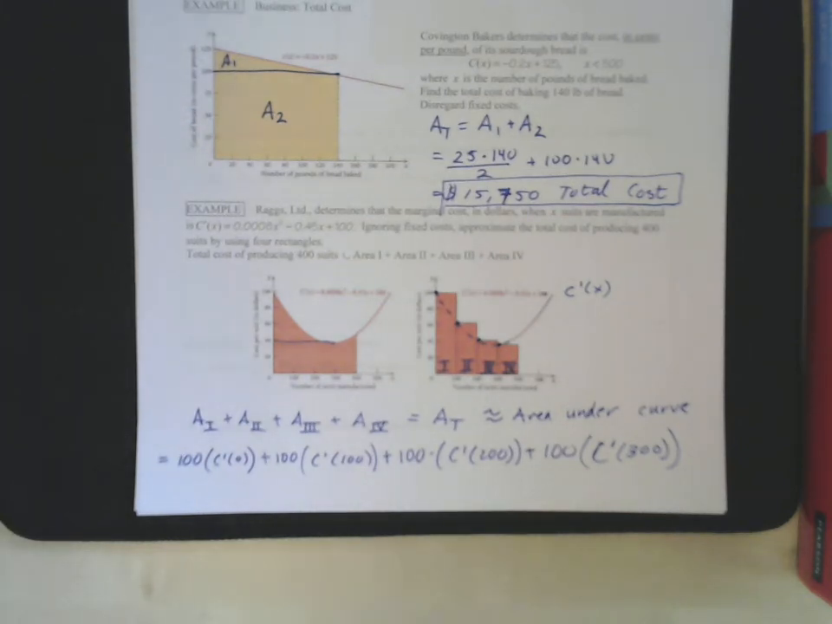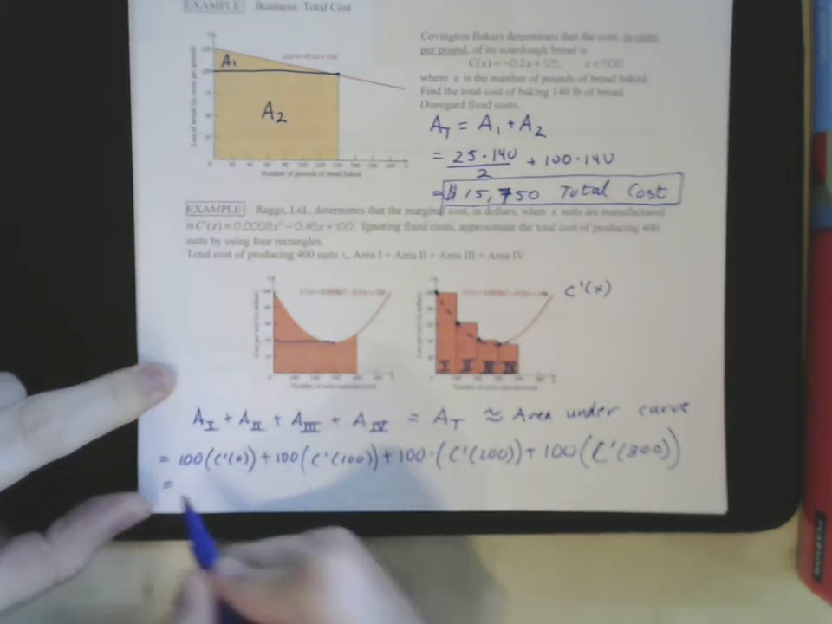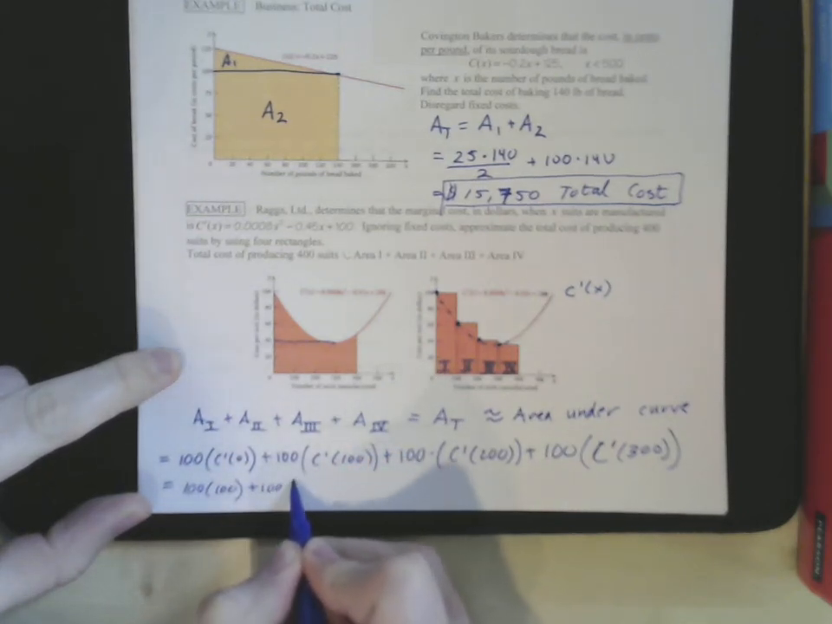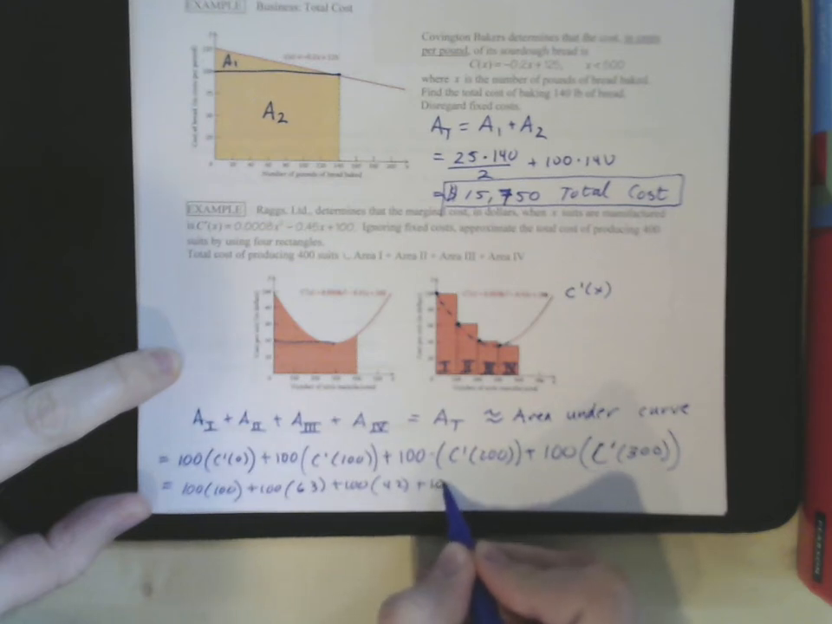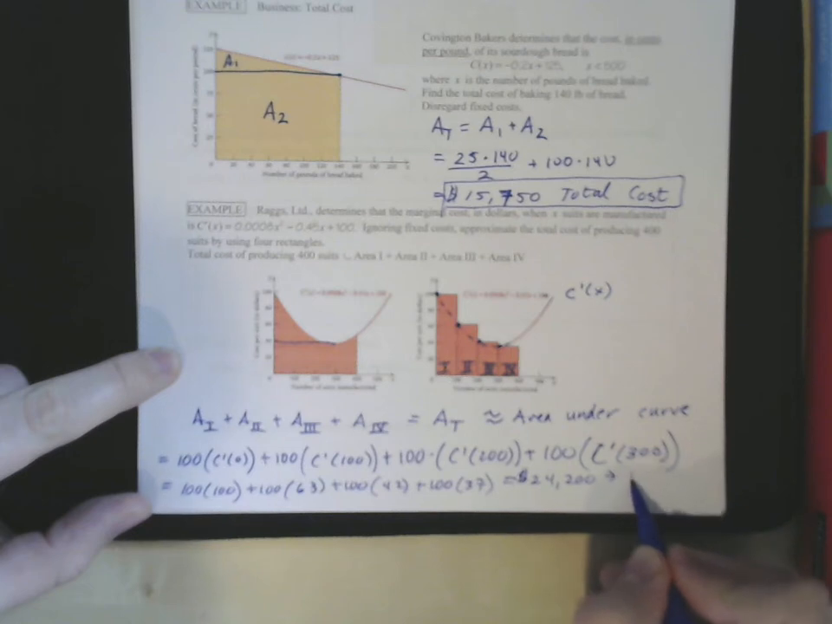Now, if you had to take a guess just to yourselves right now, this is an approximation. Would you guess that this area is going to be an overestimate or an underestimate? So take a second and think about that. Okay, so whatever you think it is, let's find out. So if we add all this up, this is 100 times 100 plus 100 times 63 plus 100 times 42 plus 100 times 37, and all of this comes out to be 24,200, and this is in dollars, and this would be our total cost.